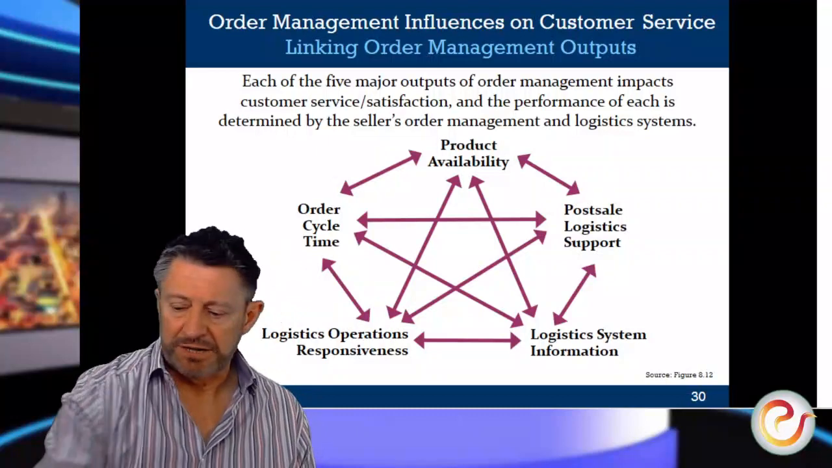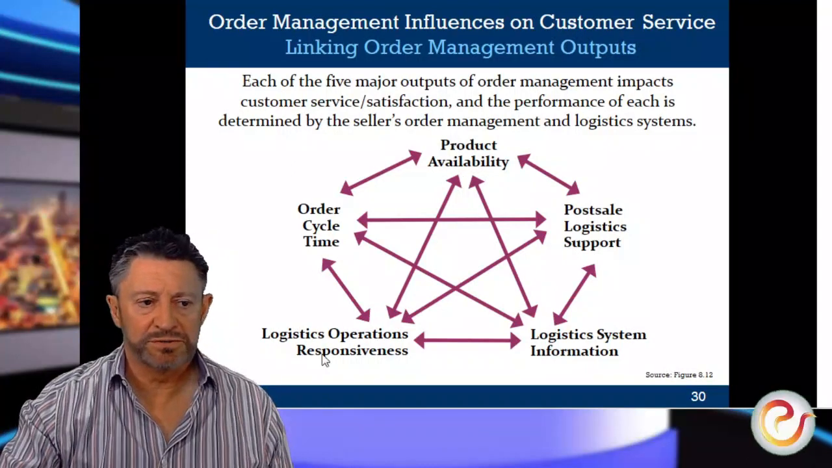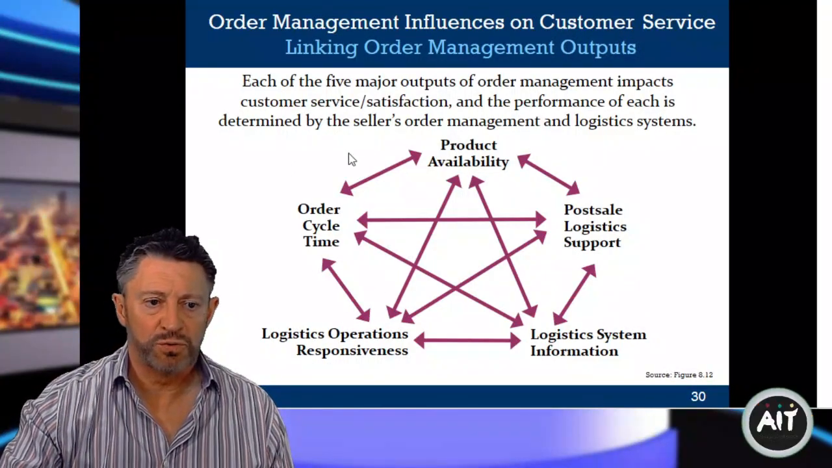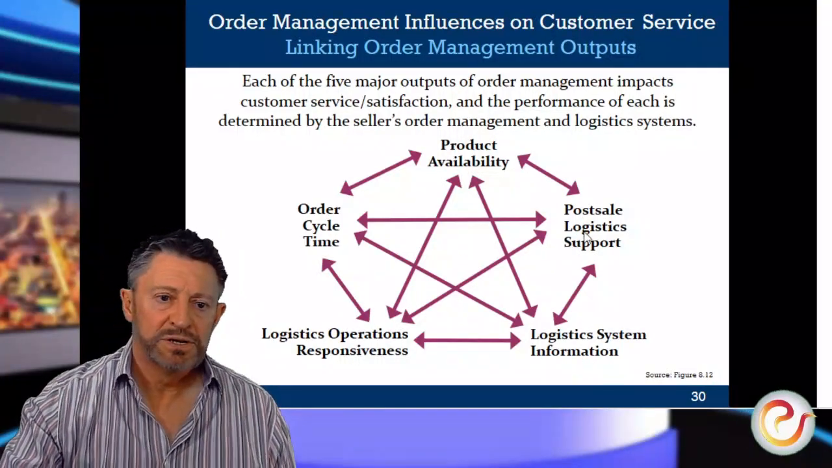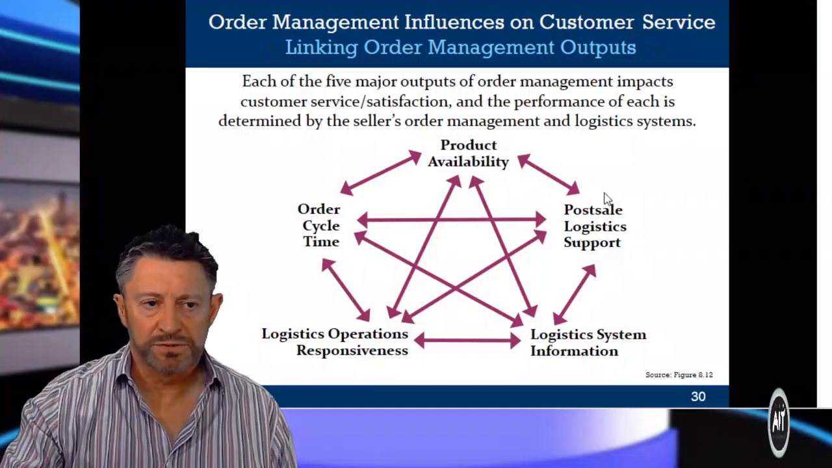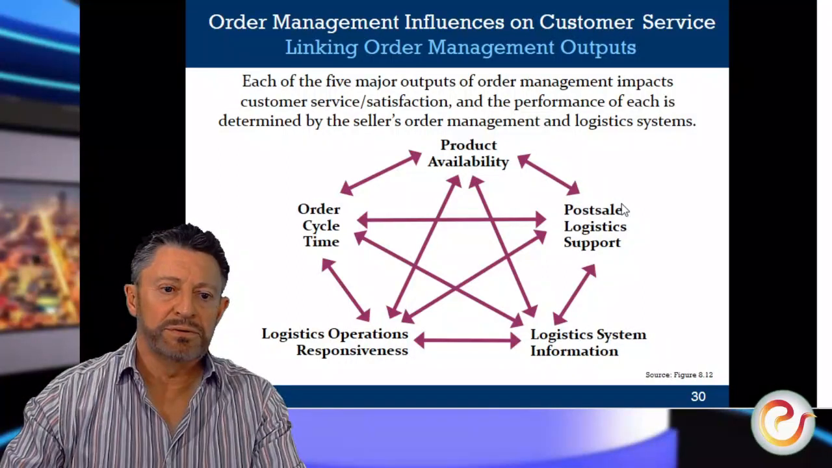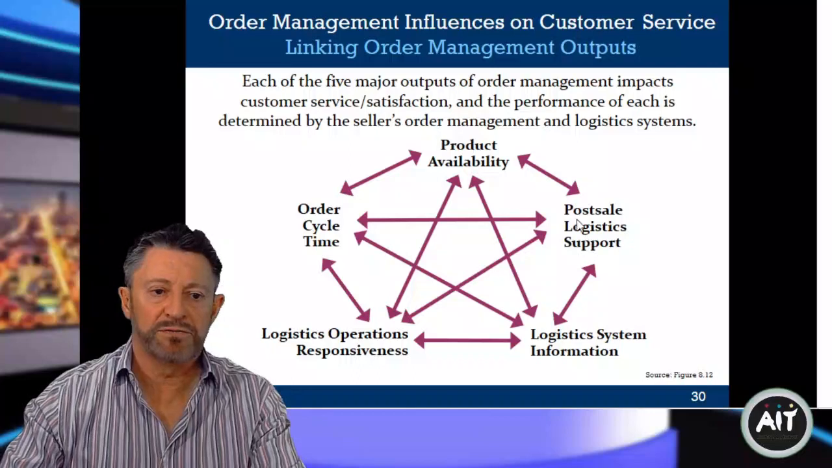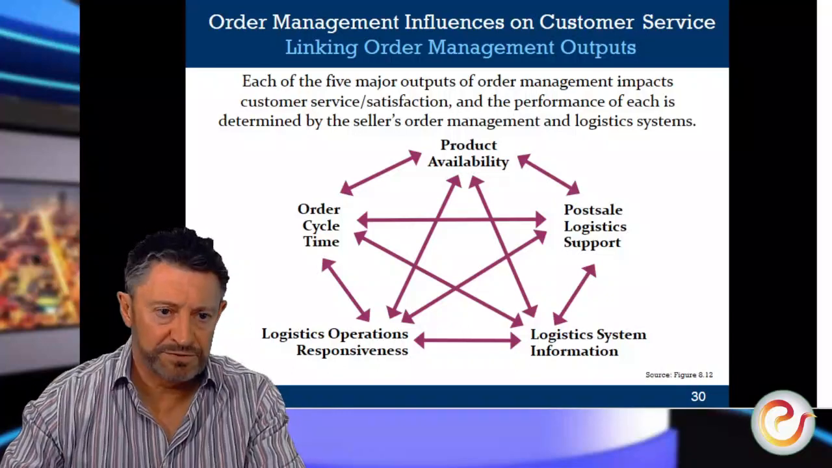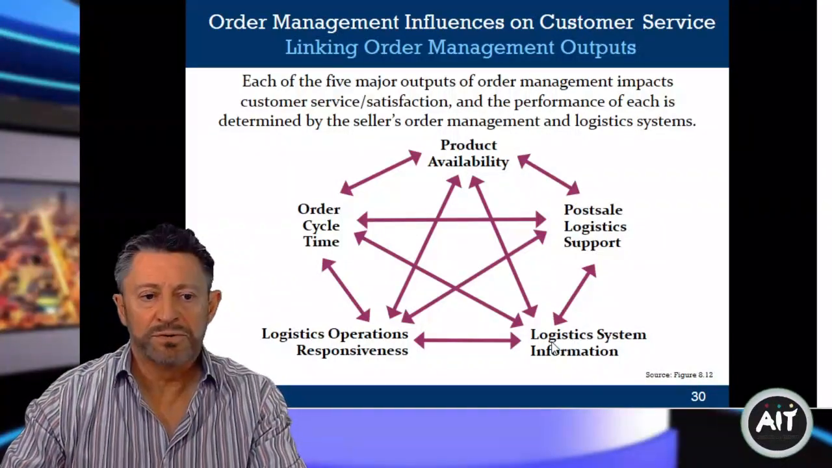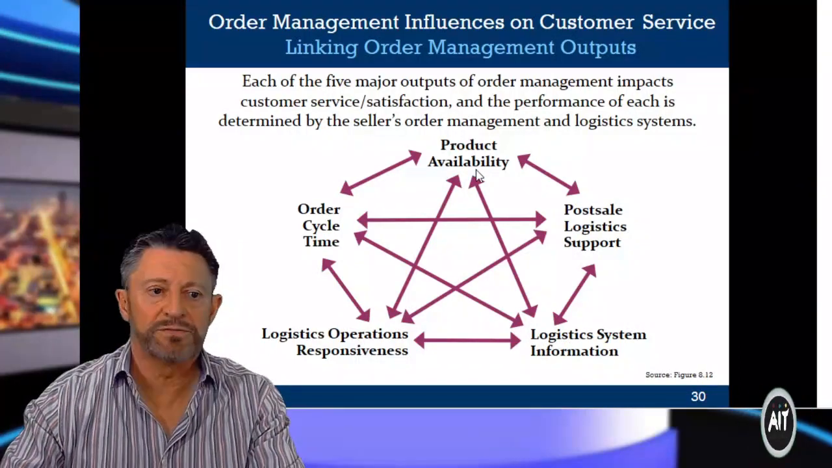So as you can see here, for example, product availability will directly affect logistics information. It will also directly affect logistics operations, responsiveness, and so on. So it's just showing the interconnectivity between the order cycle, operations, post-sale logistics support, and so on. So it could be installation. This would be reduced if the product wasn't available. Then of course you won't have much post-sales logistics support, because you don't have the product out there to support in the first instance, and therefore the information system becomes less important, or there's less data available because you don't have product availability.